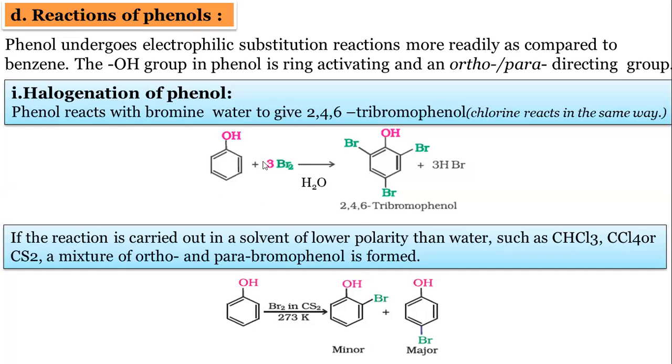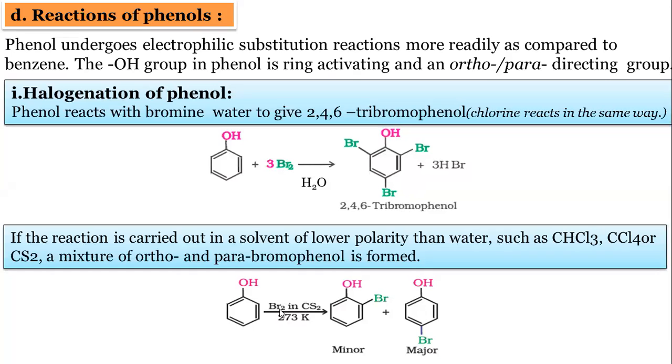It takes place in two ways. Bromine water: always remember, when phenol is treated with bromine water, we get 2,4,6-tribromophenol. The same reaction is carried out with chlorine water also. If 3 molecules of chlorine are taken here, we get 2,4,6-trichlorophenol. So remember, when bromine water is used, bromine is attached at the second, fourth, and sixth positions. And if bromine water is not used, we get ortho and para products here.